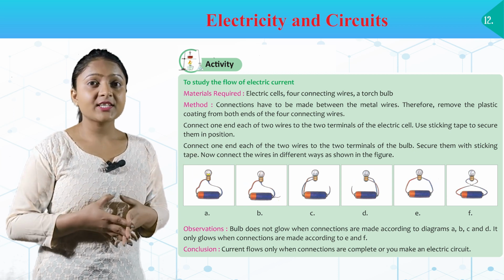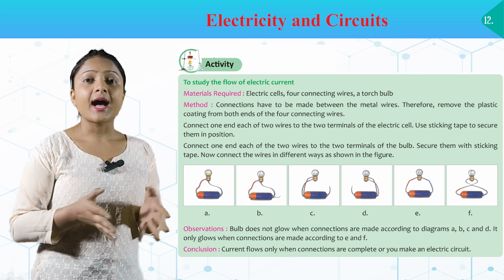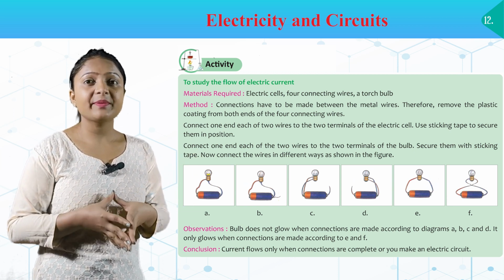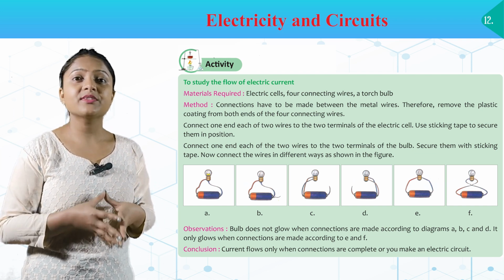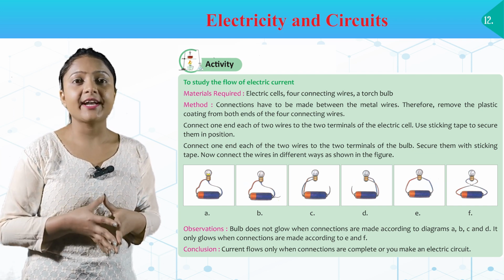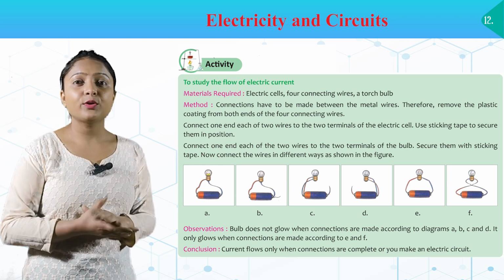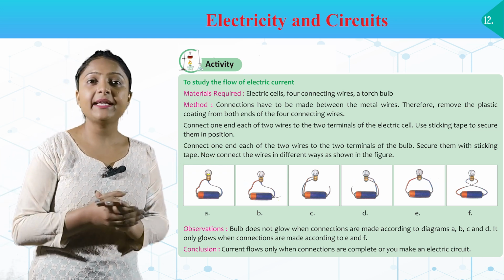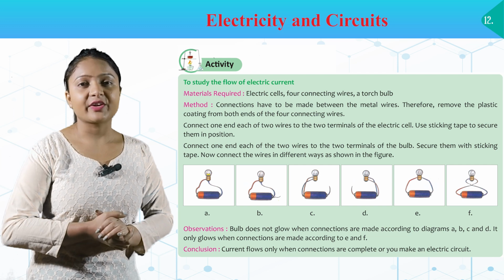Observations. The bulb does not glow when connections are made according to diagrams A, B, C and D. It only glows when connections are made according to E and F. Conclusion: current flows only when connections are complete, or when you make an electric circuit.